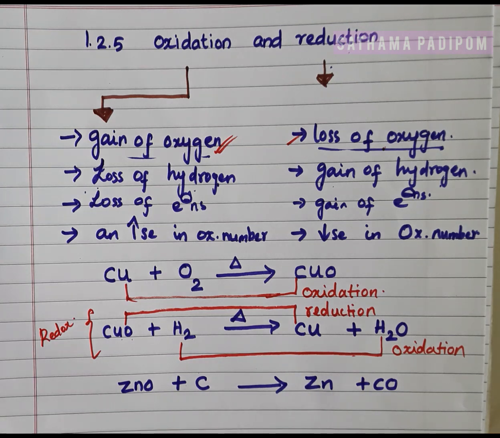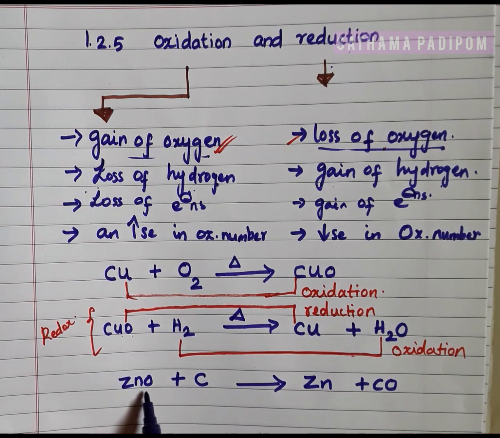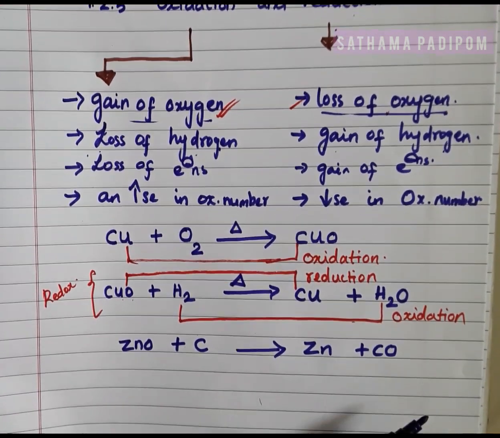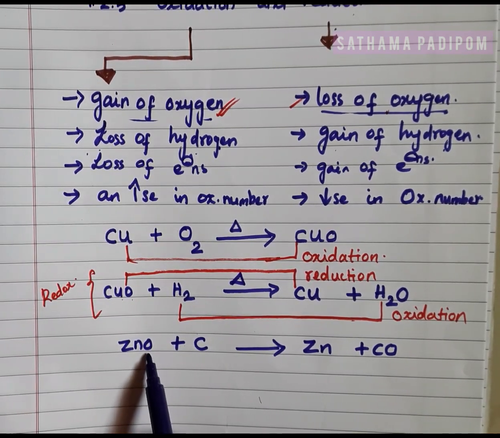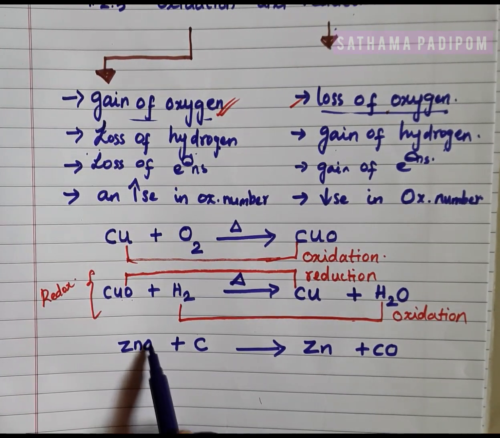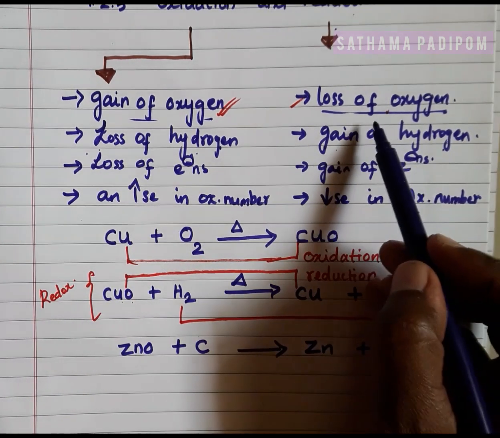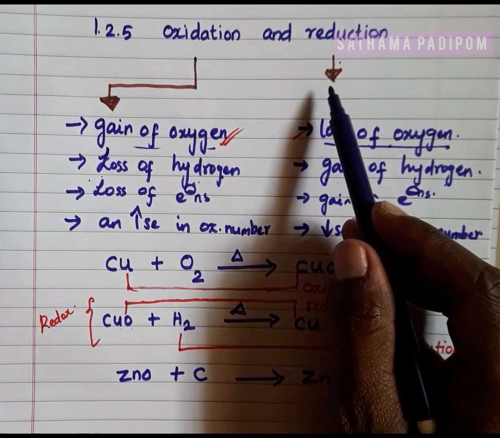So how will you find it? Here ZnO, and look at the product side. What happened there? The oxygen is not there in the product side. So what is the meaning of the loss of oxygen? If it is a loss of oxygen, it's a reduction.